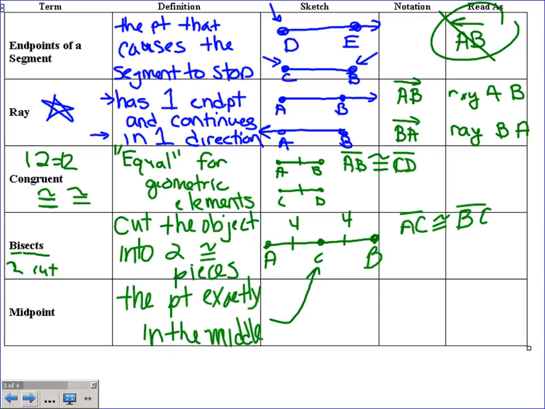Yes, ma'am. Where you put the notation, would you put CB or just have BC? Either way, you can switch them around. It's totally fine. So it's the same thing. It means exactly the same thing.